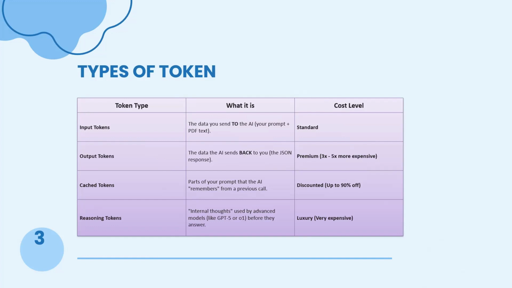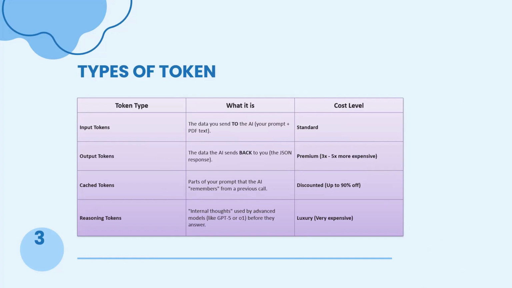Now, the cached token. This is the part where AI remembers from your previous call. So these are a bit discounted. For example, you send a PDF now, and after 10 minutes you send another PDF. The PDF context remains the same, right? So it basically remembers your previous discussion with the AI, and it uses whatever formatting or analysis it has done on the previous one and applies those concepts to the one that you just sent.